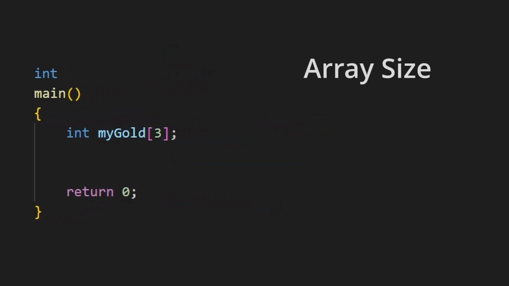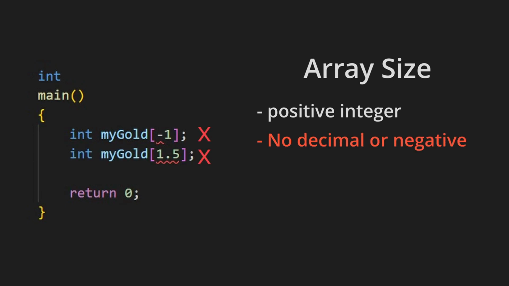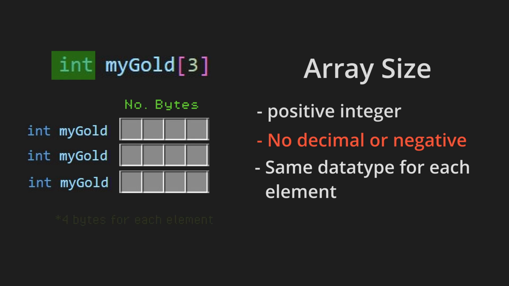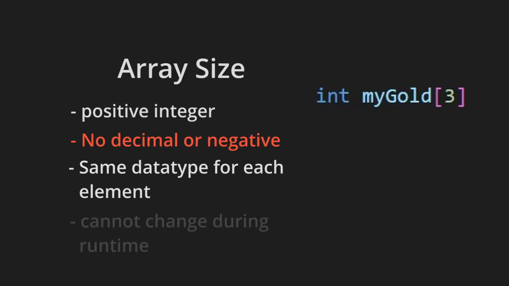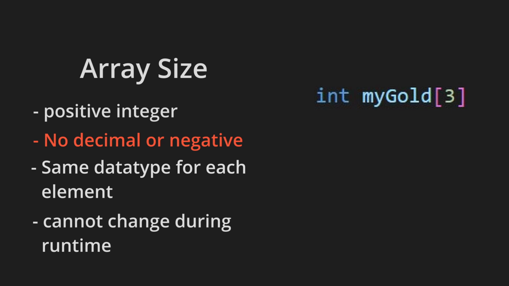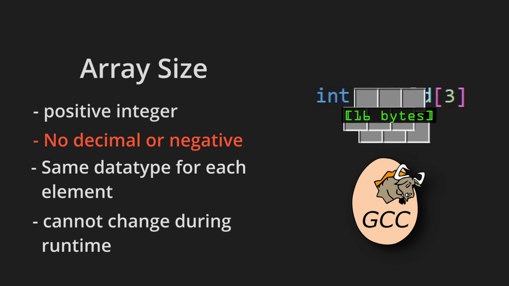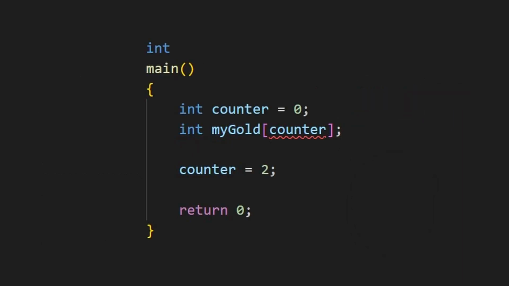The size of the array is a positive integer, meaning decimal and negative numbers are invalid. If you noticed as well, every element in the array will have the same data type, which means it will have a fixed byte size of memory for each element. The size of the array cannot be changed during runtime since the compiler sets a fixed memory location during compilation. This means you can't do this, where we change the value of the size of the array.